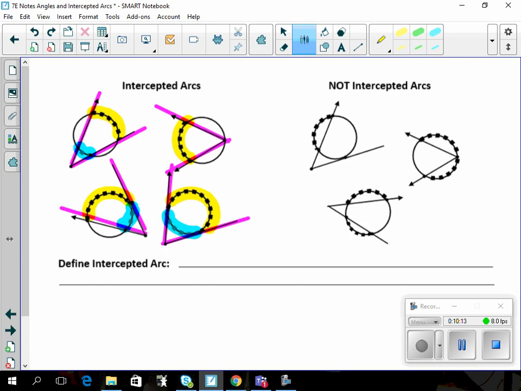So we're going to be focusing today on intercepted arcs. Hopefully you have an erasable pencil today, because I think sometimes it's helpful to go ahead and draw the angle, and then when we're done, erase it. So if you can really see which arcs there are. So if you have a pencil that erases today, good idea. Let's define it. An intercepted arc is an arc. Remember what an arc is? It's part of a circle, part of the circumference of the circle. So it's an arc that lies on the inside of the angle.